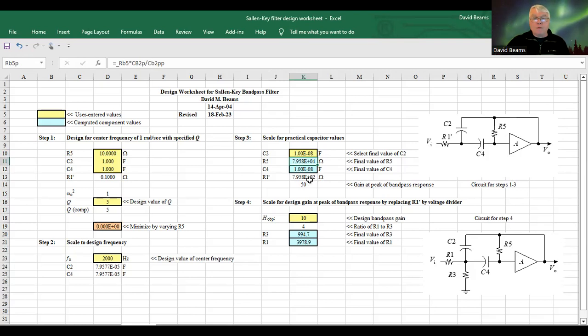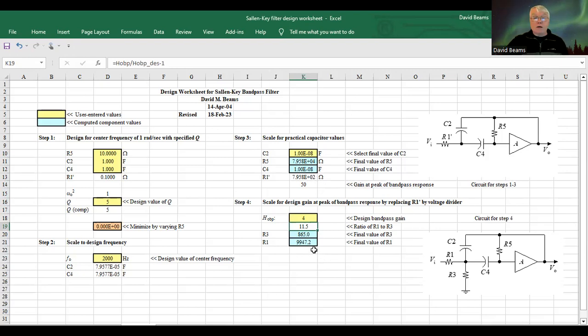795.6 ohms. But with the values of this network, the gain at the peak of the bandpass response is 50, which is considerably higher than 4, what we wanted. Let's enter 4 here in step 4. And to reduce the gain from 50 to 4 requires a voltage divider of 12.5:1, which can be made with a ratio of R1 to R3 of 11.5:1. And the other constraint being that the parallel combination of R1 and R3 should equal the value of R1 prime. The spreadsheet does these calculations for you automatically.